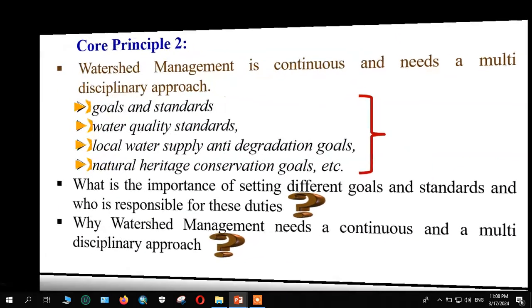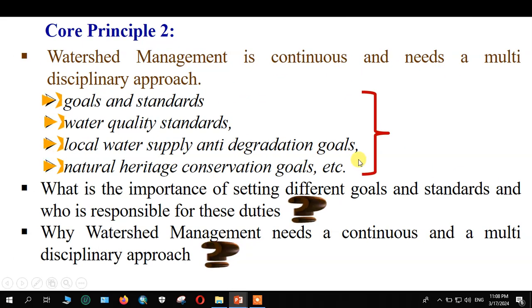We can cover core principle 2. Watershed management is continuous and needs a multidisciplinary approach: goals and standards, water quality standards, local water supply, anti-degradation goals, natural heritage, conservation. So here is the question: what is the importance of setting different goals and standards, and who is responsible for these duties? Second, why is watershed management a continuous and multidisciplinary approach? Students, answer this question. This is for you.